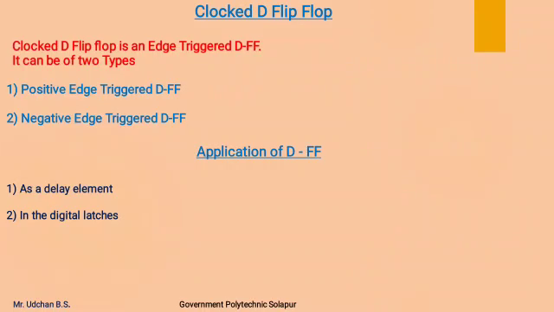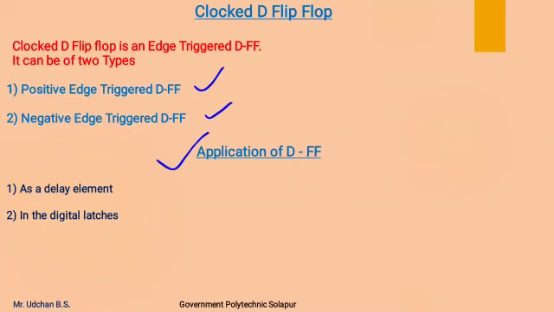Today we will see a clocked D flip-flop. Clocked D flip-flop is an edge-triggered D flip-flop. It can be of two types: a positive edge-triggered D flip-flop and a negative edge-triggered D flip-flop. We will see in detail these two types.